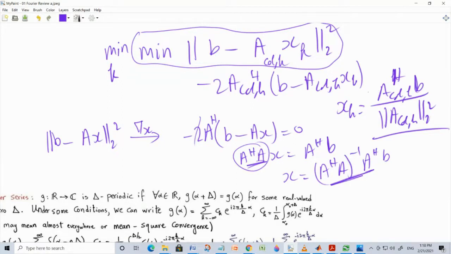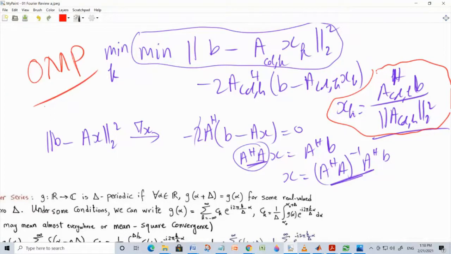Of course, you are not done. What you can do is plug in this x here and find which k will minimize. You can just do a simple search loop and find which one will give you the minimum. But keep this in mind, because later in the course I will give you something called orthogonal matching pursuit, a widely used algorithm for sparse signal processing.